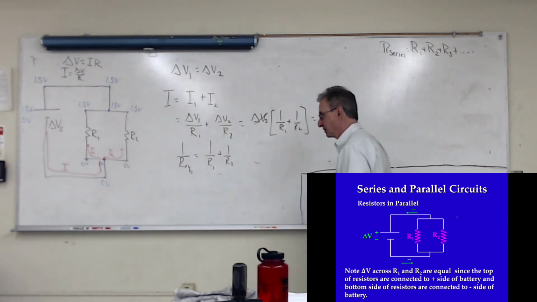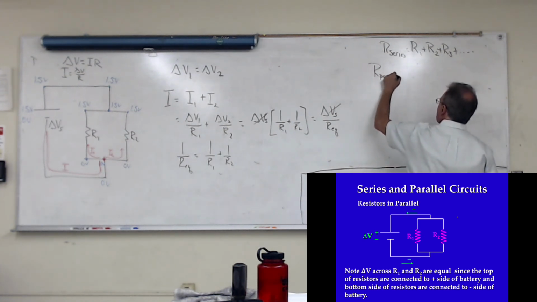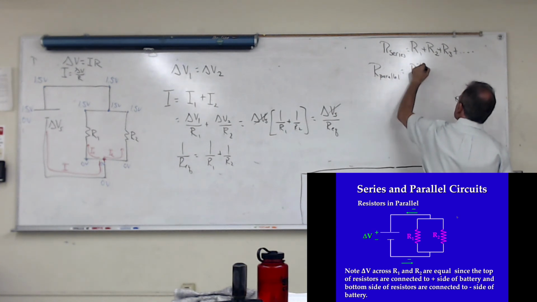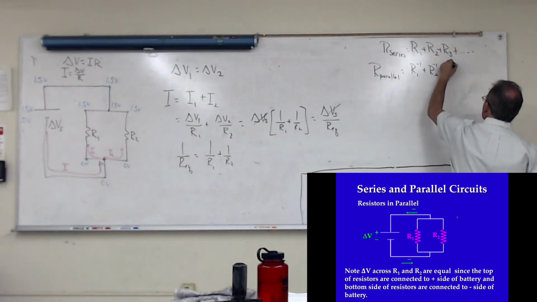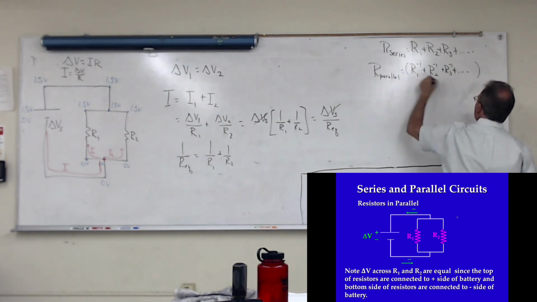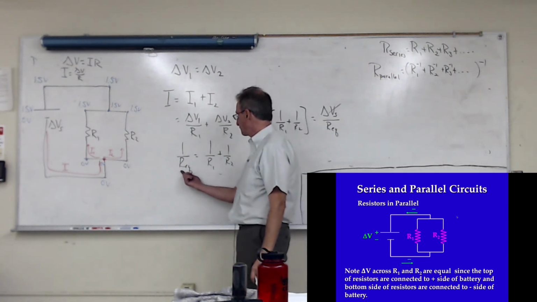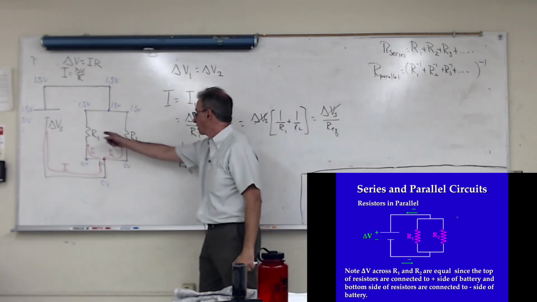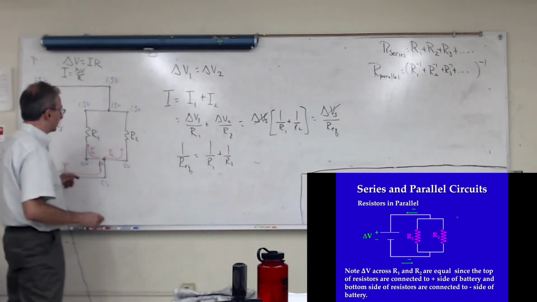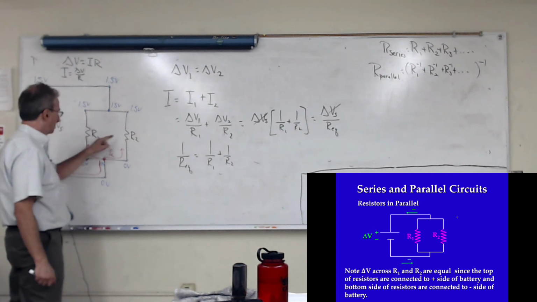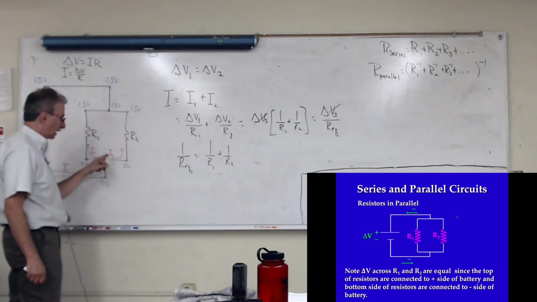They add as reciprocals. And so R parallel is equal to R1 to the minus 1 plus R2 to the minus 1 plus R3 to the minus 1 plus dot, dot, dot. The whole thing to the minus 1. And what happens is this resistor value is smaller than either one of these two. And that's because the total current through the battery is the sum of these two currents. The amount of current going into this node equals the amount of current going out of the node.